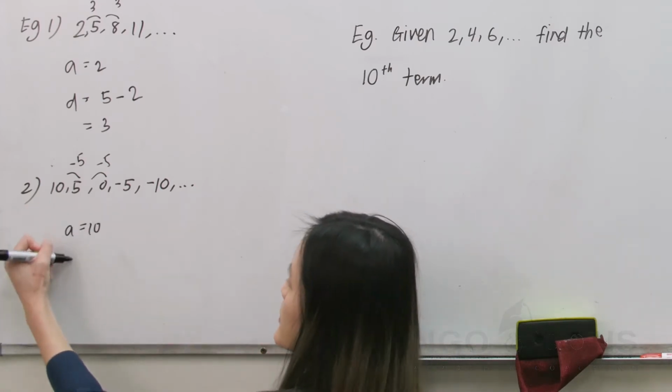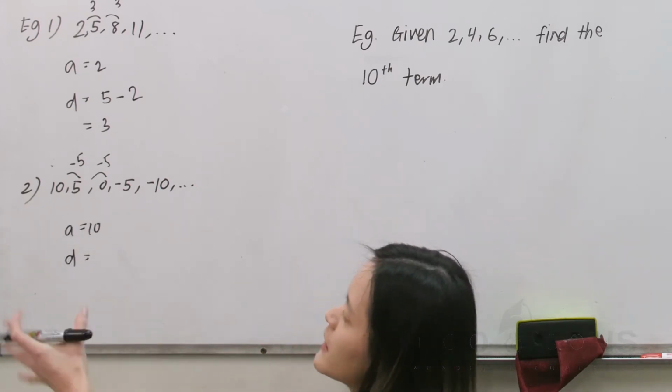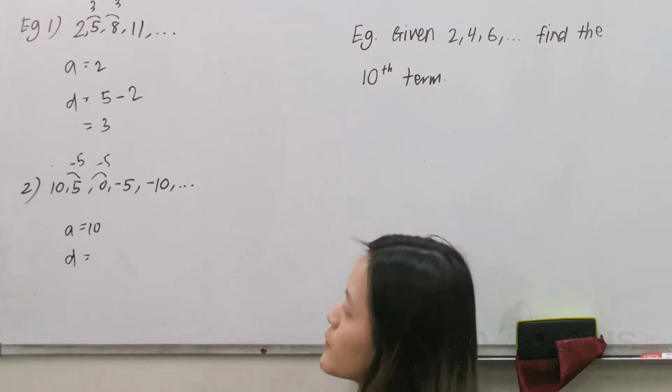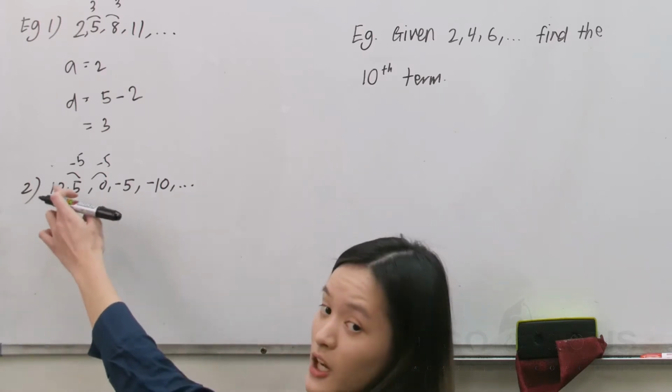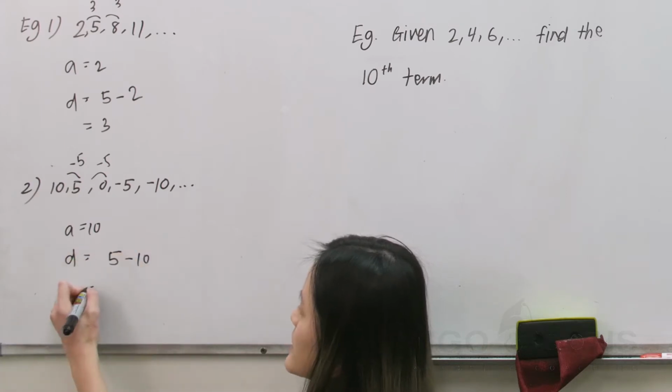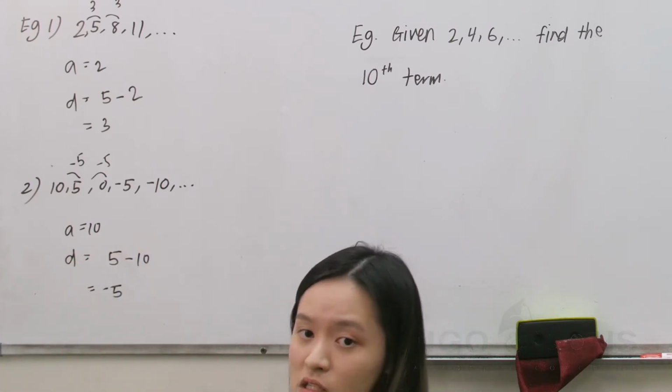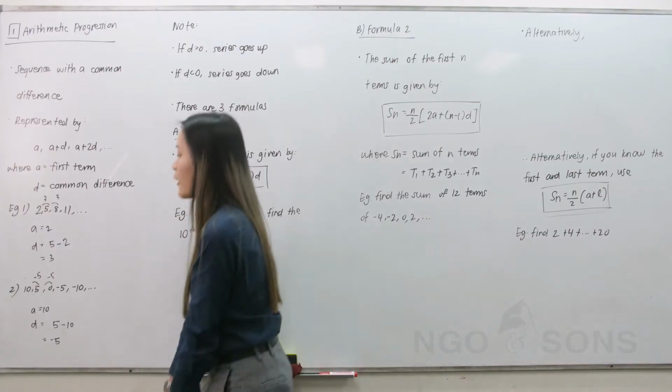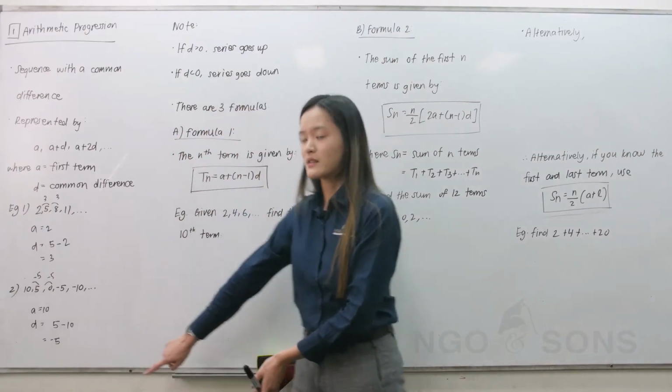My common difference D, to properly find it, is the right term minus the left term. So in this case, 5 minus 10 gives me minus 5. Okay? Now, what I want you to note is this.